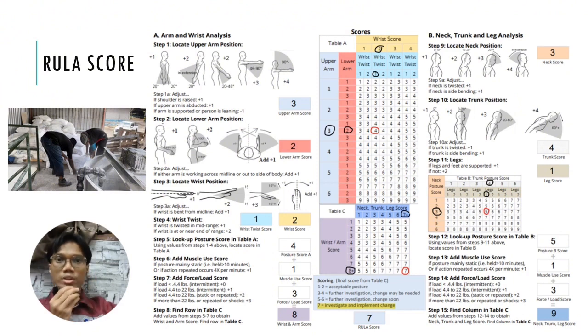So for part B, the neck score is 3, while the trunk score is 4, and then the leg score is 1. As the table shows, for posture B, the score is 5. And then we need to add up all of the numbers to get the neck, trunk and leg score, which is 9. So as you can see from table C, when the wrist and arm score is 8 and the neck, trunk, leg score is 9, the RULA score is 7.